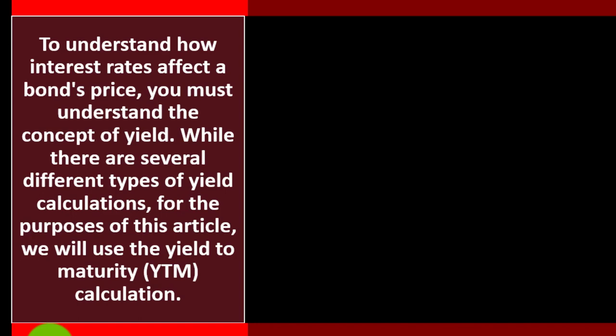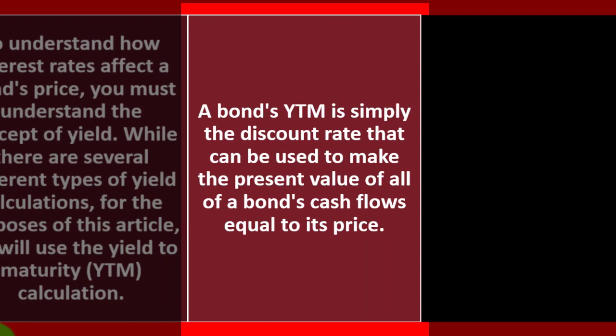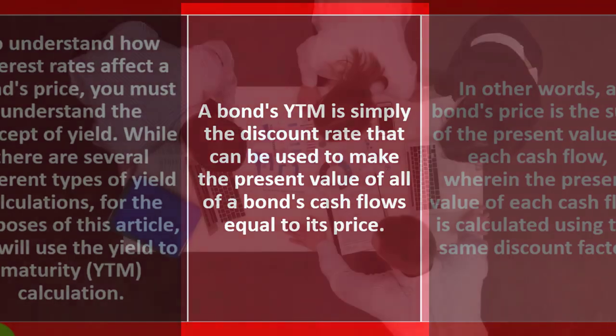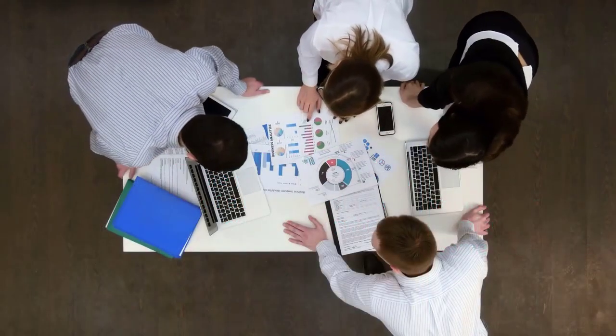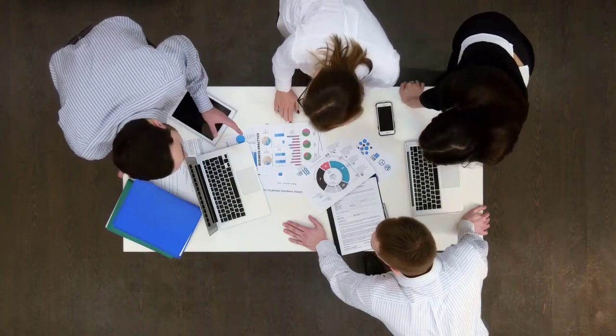While there are several different types of yield calculations, for the purpose of this article, we will use the yield to maturity, the YTM calculation. A bond's YTM, yield to maturity, is simply the discount rate that can be used to make the present value of all the bond's cash flows equal to its price. So now we're going to think about the bonds as a stream of future cash flows and try to use present value calculations to help us out with our comparison.